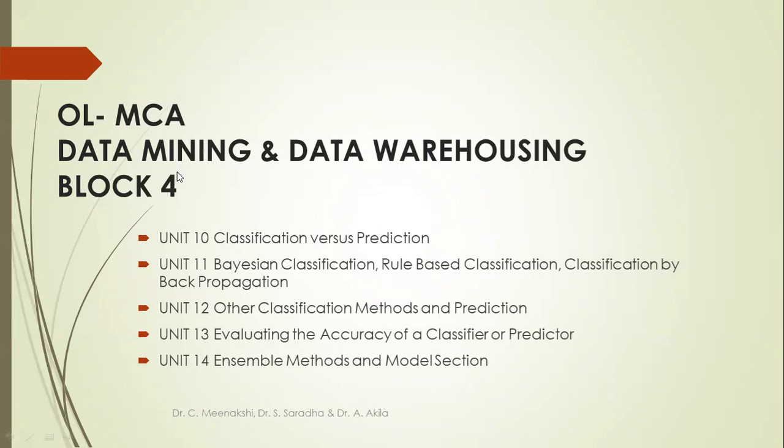Today we are going to see, in data mining and data warehousing Block 4, classification and prediction, the different categories of classification we have, and the various methods, and also how I can evaluate the accuracy of the classifier or the predictor, and what is meant by ensemble methods and model selection. So we're going to see all this.